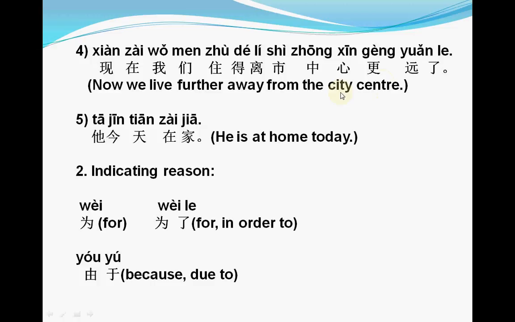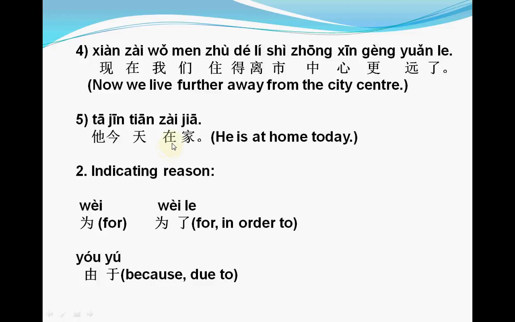Okay, next sentence. 他今天在家. 在, preposition, indicating the place. 他, he. 今天, today. 在家 means at home. 在 means at, 家, home.